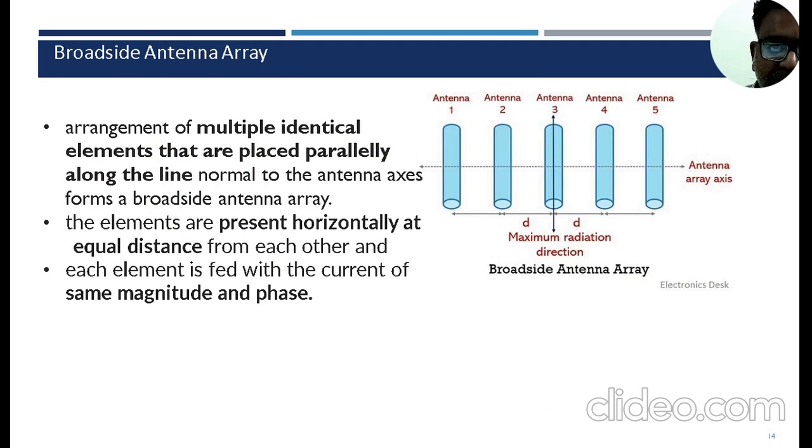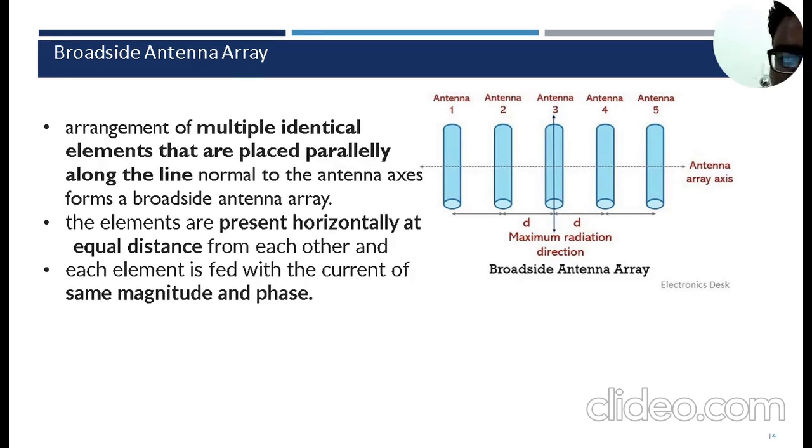Next we see the broadside antenna array. In a broadside antenna array we use an arrangement of multiple identical elements that are placed parallel along a line, normal to the antenna axis. These elements are placed horizontally at equal distances. Each element is fed with a current of the same magnitude and phase.